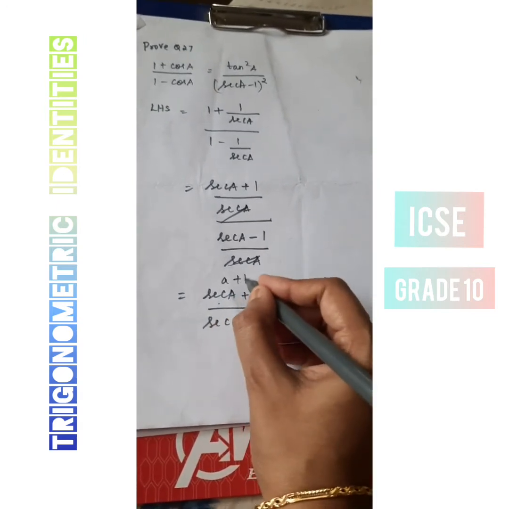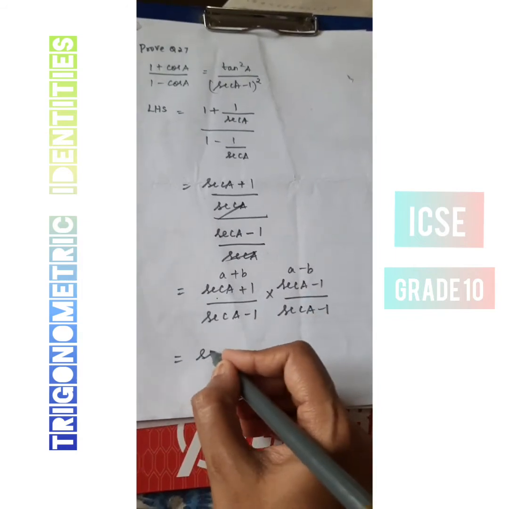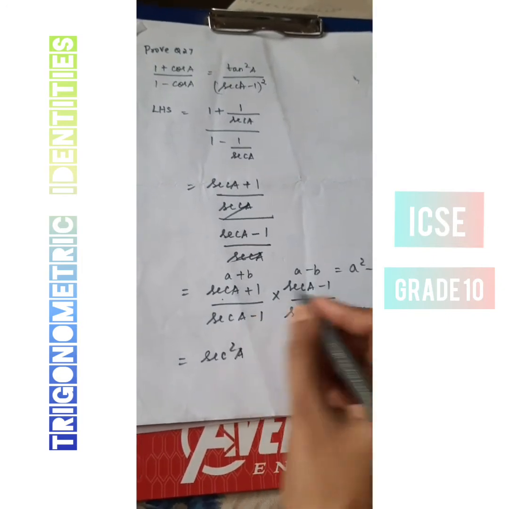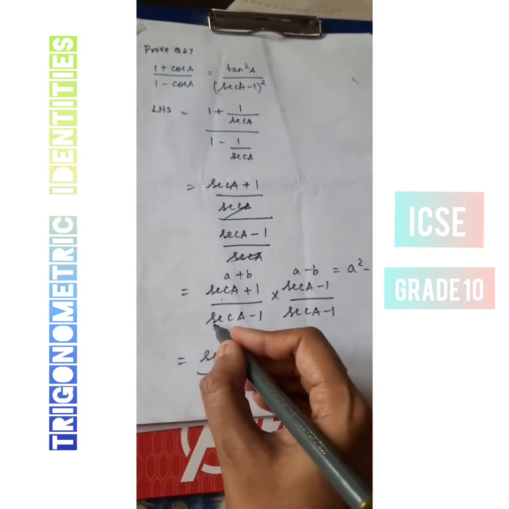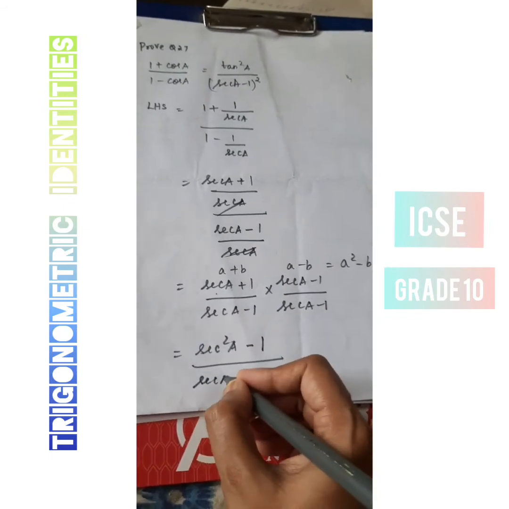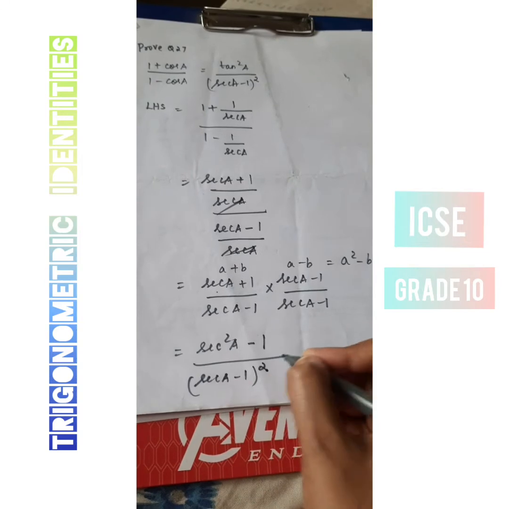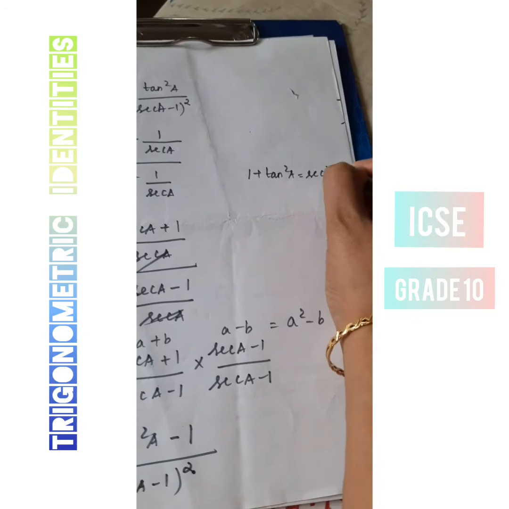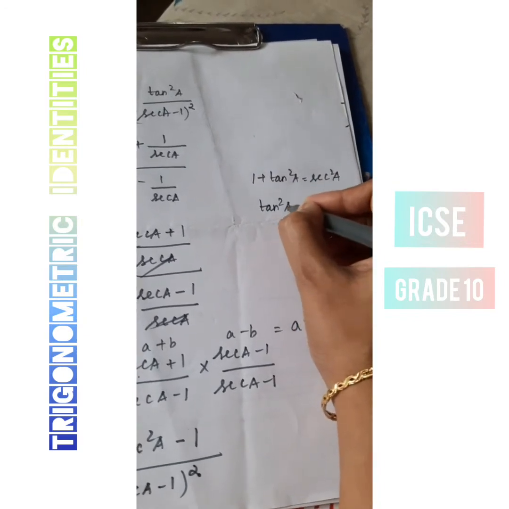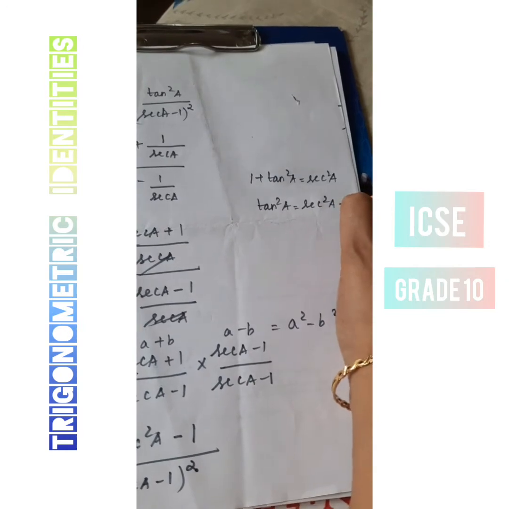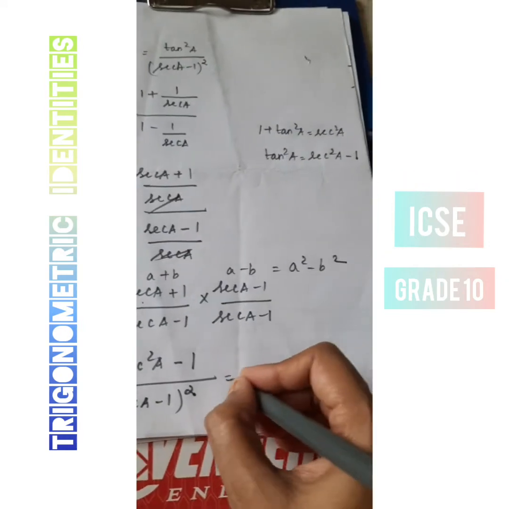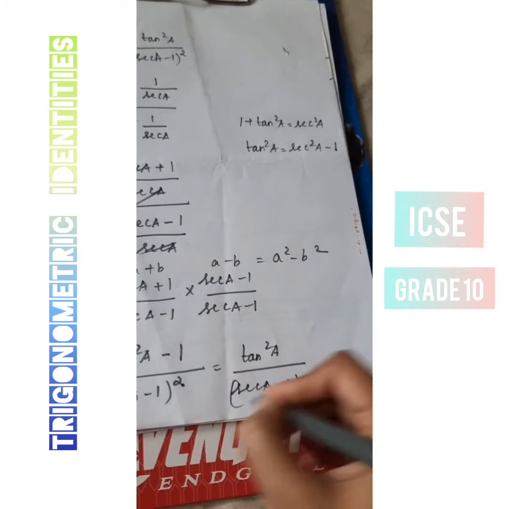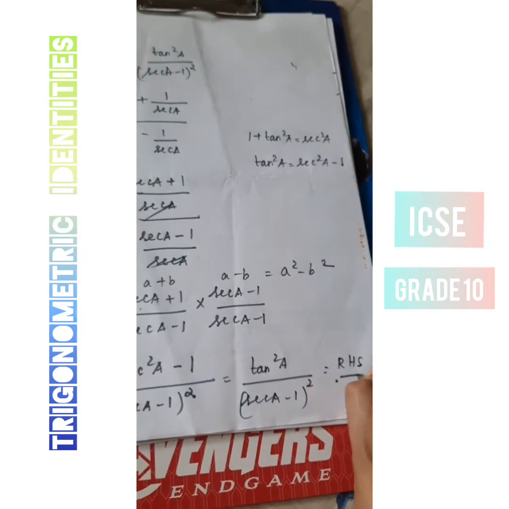So the numerator is of the form A plus B and A minus B, so it is A square minus B square. So secant square A minus 1. And the denominator is 2 sets of the same thing, so secant A minus 1 whole square. And 1 plus tan square is secant square, so tan square equals secant square minus 1. So the numerator can be replaced with tan square A divided by secant A minus 1 whole square. That's the RHS, hence proved.